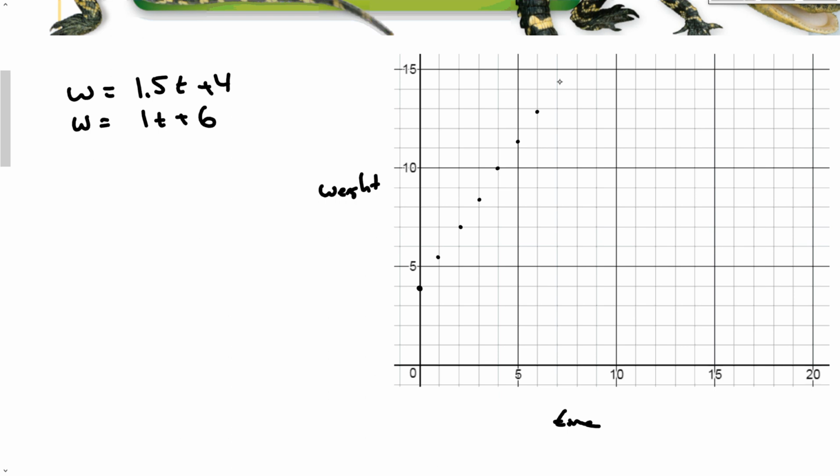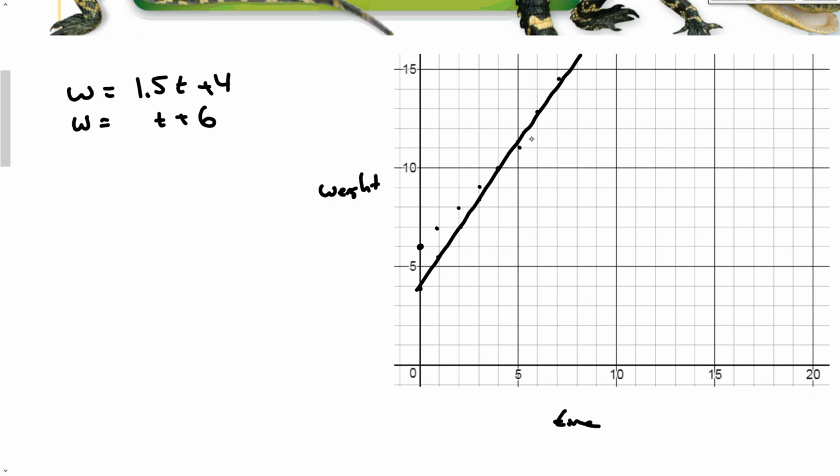And we can get a nice approximation of my line. Okay. And then for the next one, which I didn't need this 1 here, right? It's just t plus 6. So we would go to 6. And now we go up 1, right 1, up 1, right 1, up 1, right 1, up 1, right 1.